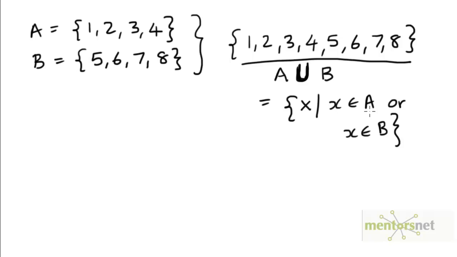So every element of A will also be an element of A union B, and every element of B will be an element of A union B. So if an element is present in any one of A or B, it would be present in the set A union B.